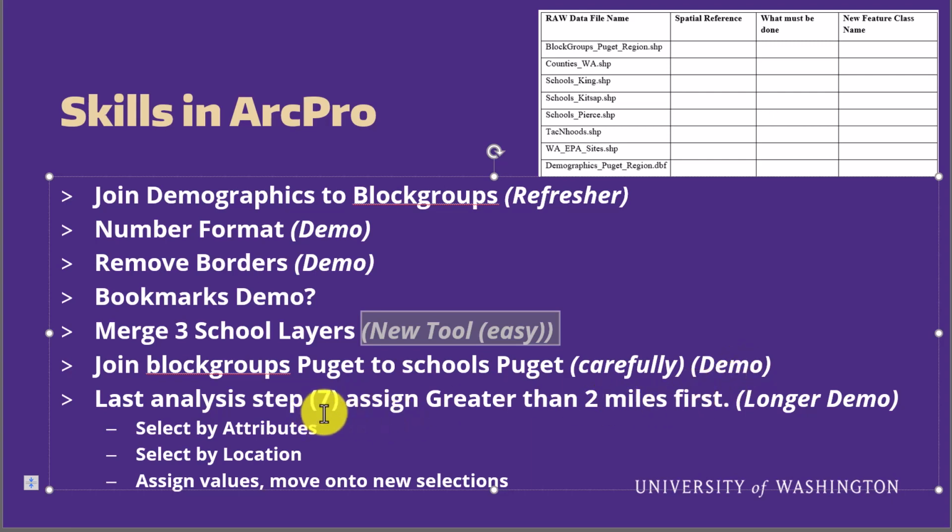And then the last step of this lab is rather lengthy. So I'll give a little bit of a demo. It's a multi-step process where you select by attributes in actually 2 layers. So I'll type that in, 2 layers. You'll then select by location and then assign values and move on to new selections. That's a multi-step process. As I said, I take you through it once with the directions, and then you're left to complete the rest on your own.